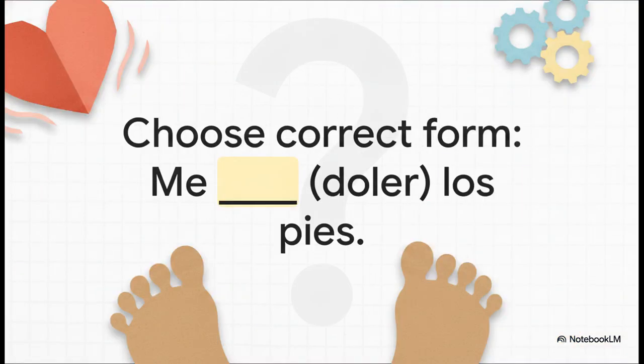Okay, try this one. Choose the correct form of the verb doler. Me blank los pies. Got it? The answer is duelen. Since the subject, los pies, or feet, is plural, the verb doler has to agree with it, so it becomes plural.